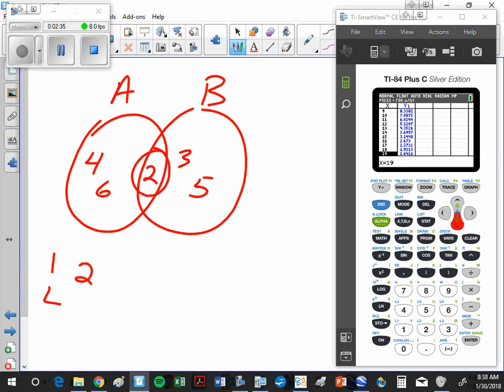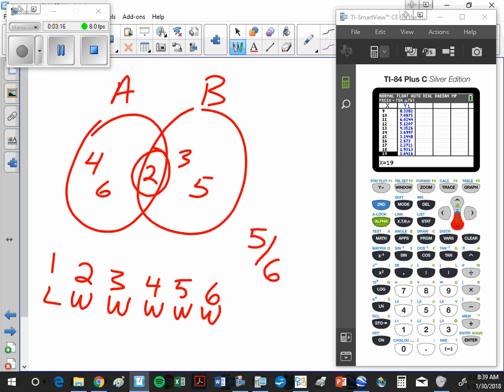Okay. If you roll a 2, do you win or lose? Win. How come? It's in A and it's in B. Okay. If you roll a 3, do you win? Yes, because it's in B, so that would be a win. If you roll a 4, do you win? Yes, because it's in A. If you roll a 5, do you win? Yes, because it's in B. If you roll a 6, do you win? Yes, because it's in A. So what's your chance of winning? 5 out of 6. That's a good game to play.